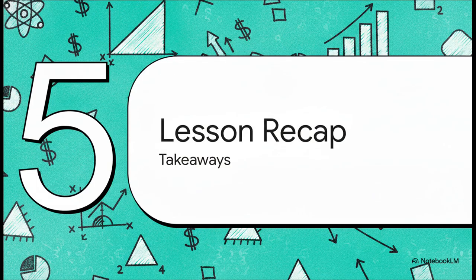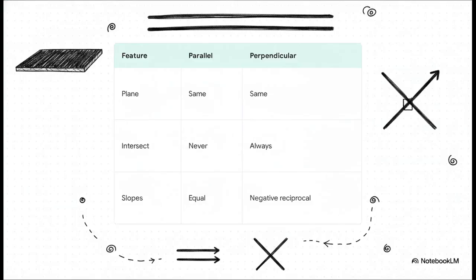And finally, Section 5, Lesson Recap and Takeaways. I really want to congratulate you on making it this far. You've covered a lot of ground. To cement this knowledge, I highly suggest you pause the explainer right here and take a screenshot for your study notes. Seriously, do it. This is your ultimate summary matrix comparing our two specific line relationships. Both must exist on the exact same plane, but parallel lines never intersect, guaranteed by having the exact same slope. Perpendicular lines, on the other hand, always intersect at 90 degrees, guaranteed by having negative reciprocal slopes. And you can clearly see the visual symbols for both of those right down here on the bottom row.